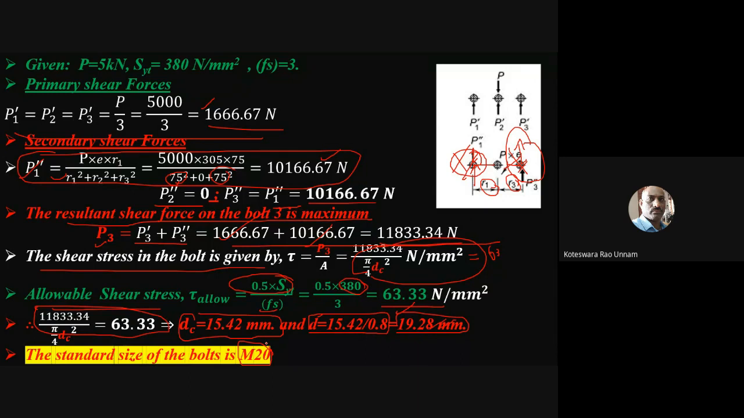Open chapter number 8. I already showed you all those formulas. Then go to page number 18.16. The standard diameters: 18 is there, then after 18 it is only 20. You don't have 19.28. So 16 is there, 18 is there, 20 is there, but here we got 19.28. Therefore you have to choose M20 as the standard diameter for the bolt.